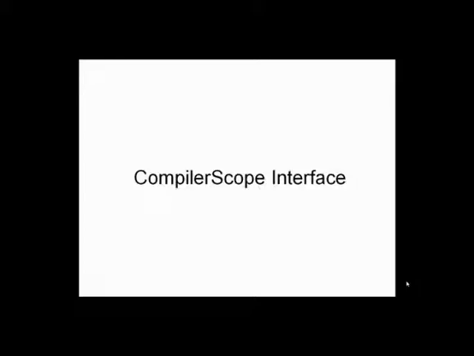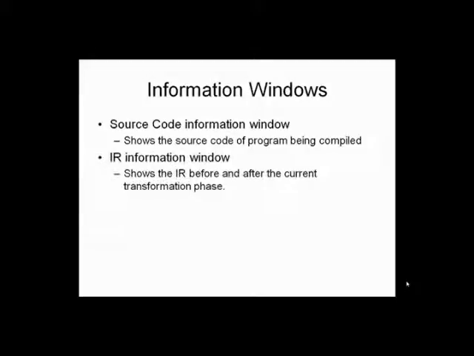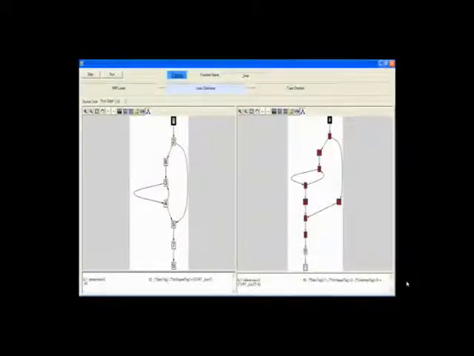Let us now look into the details of CompilerScope. The CompilerScope interface has three windows. The source code window, which displays the program being compiled, the IR information window, which shows the IR before and after the current transformation phase, and a flow graph information window that shows the flow graph before and after the current transformation phase. This slide shows the CompilerScope interface.